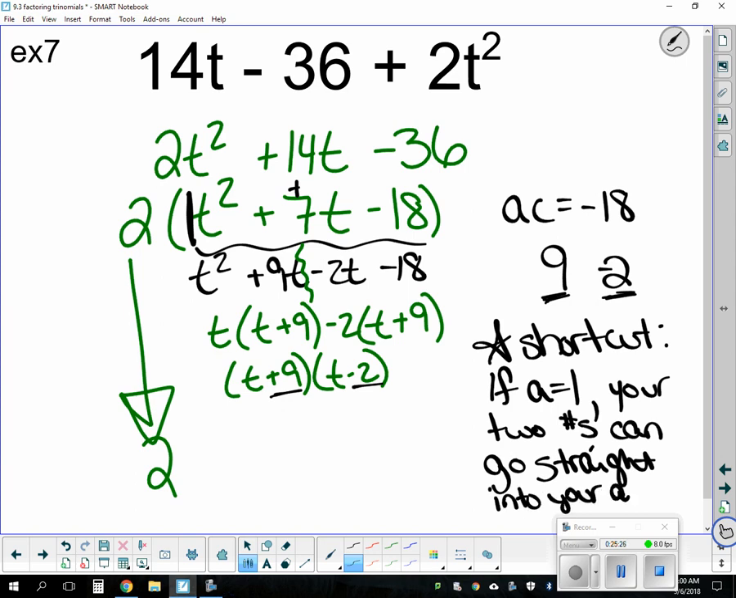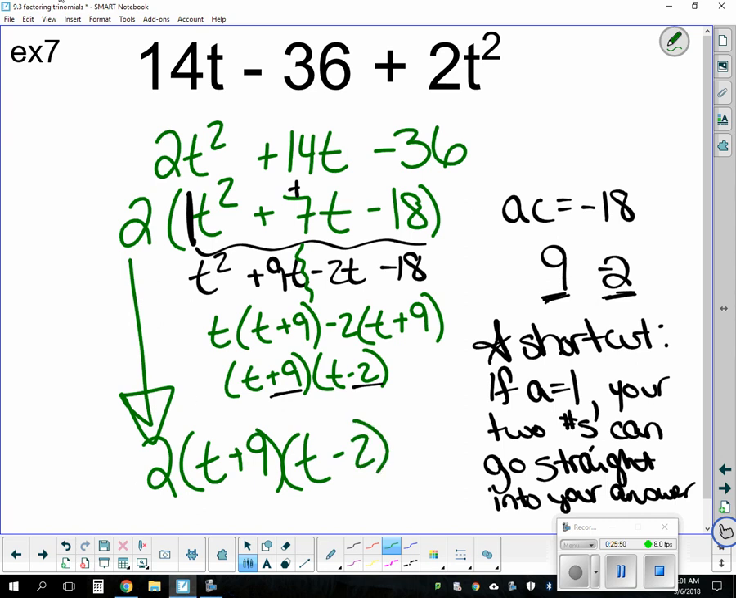I will show you this again, how to take that shortcut. But write that down so you've got it. Do you have to take this shortcut? No, it's a shortcut. You are welcome to continue doing it the long way, the full out way. But if you see the shortcut, sure, why wouldn't you take it? So to finish your answer, you already have your GCF of 2. Now include your t plus 9 and your t minus 2.